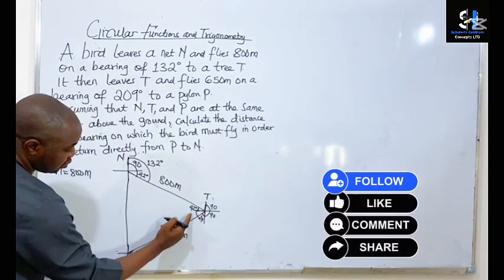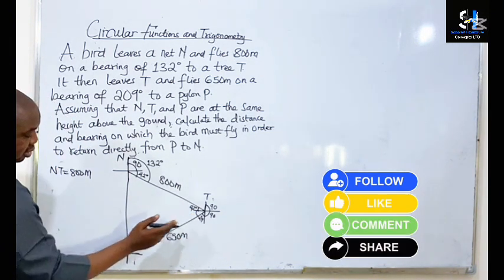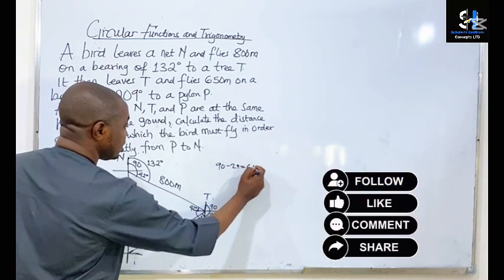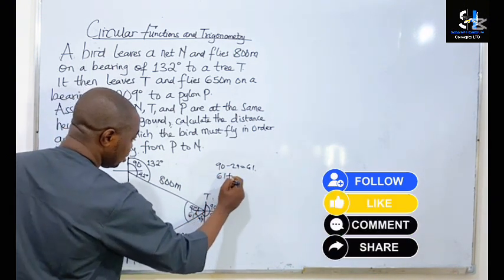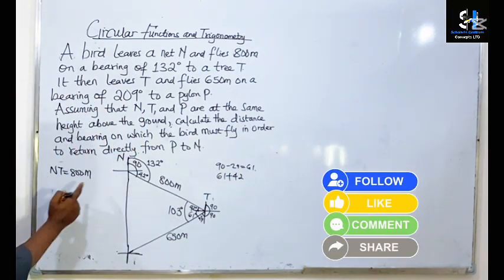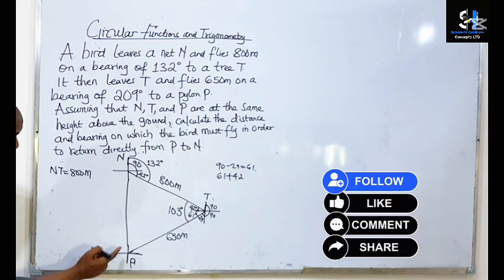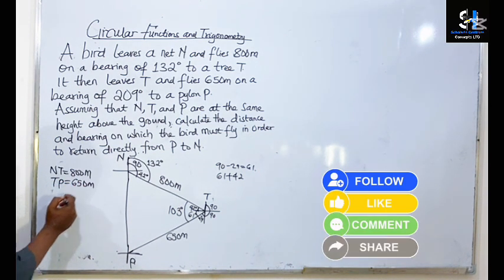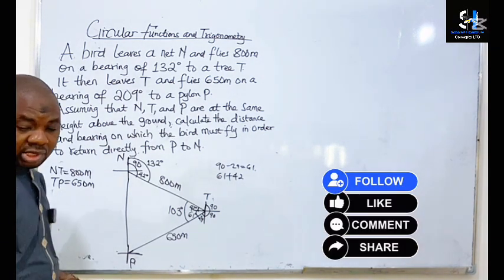So let's get the angle between the west and this south direction. That should be 90 minus 29, which will be 61. So this is 61 degrees. When we add 61 to 42, that will be 103 degrees. So that's NT. Then also we have T, and this will be P. We know that TP is 650 meters.